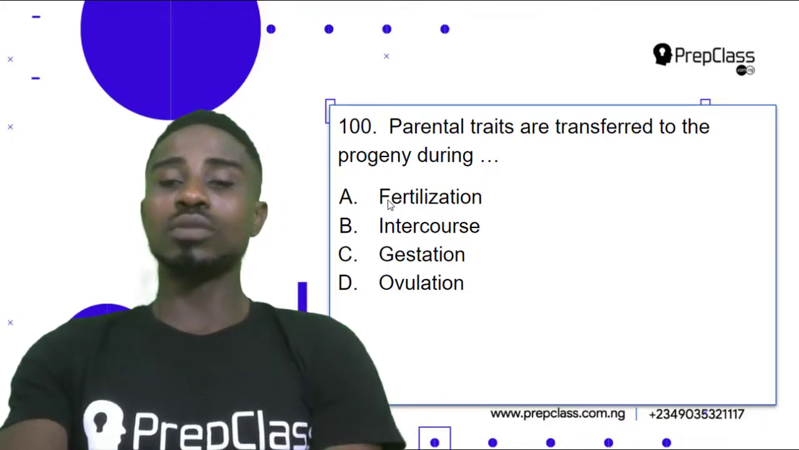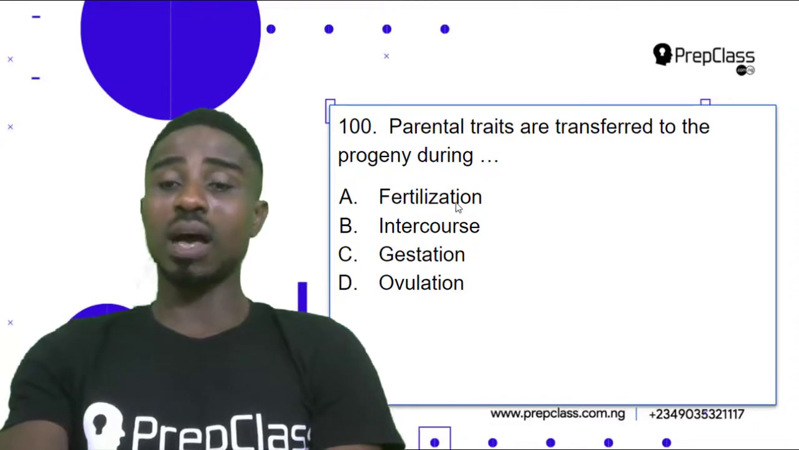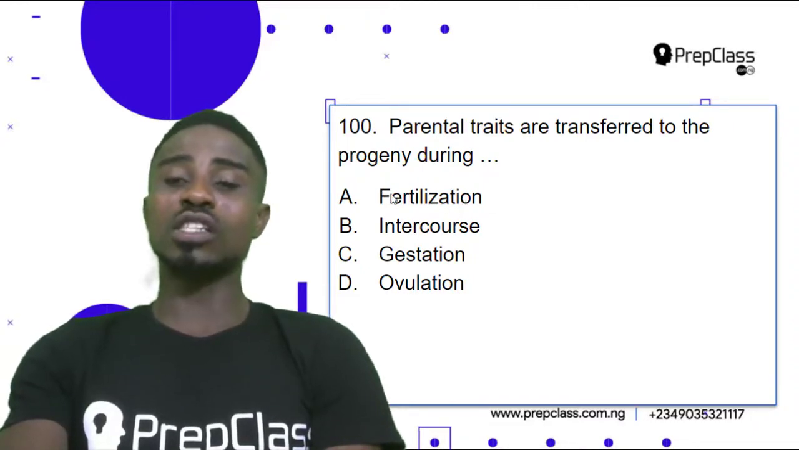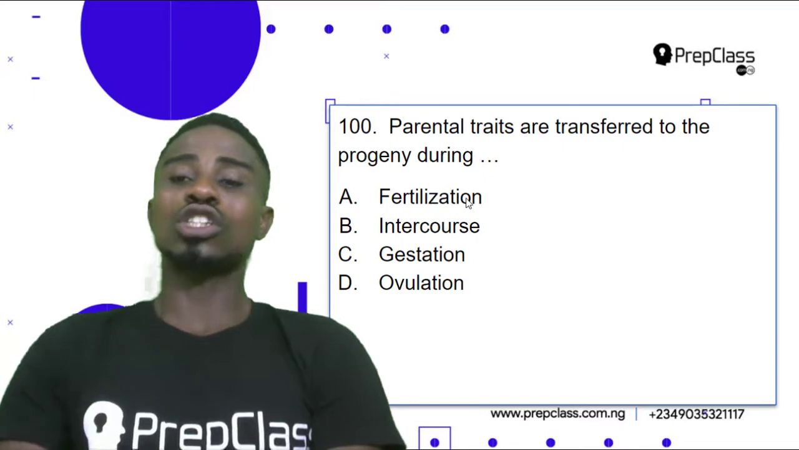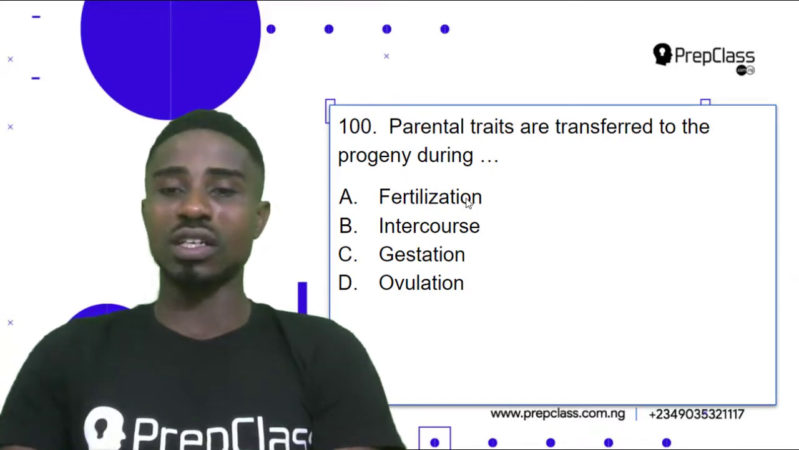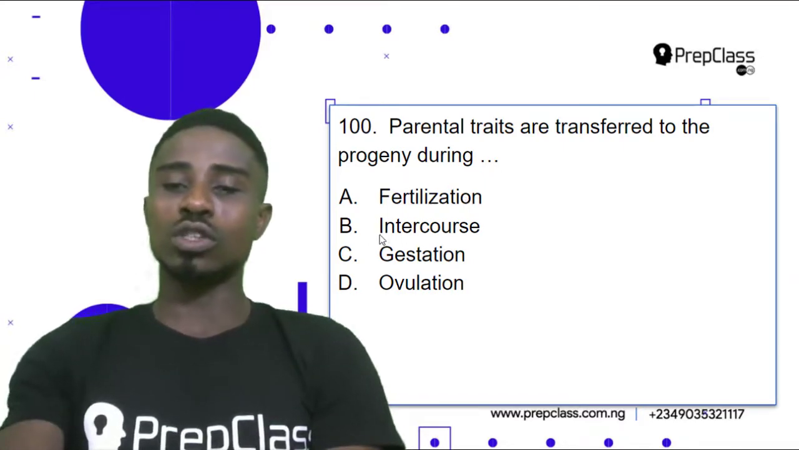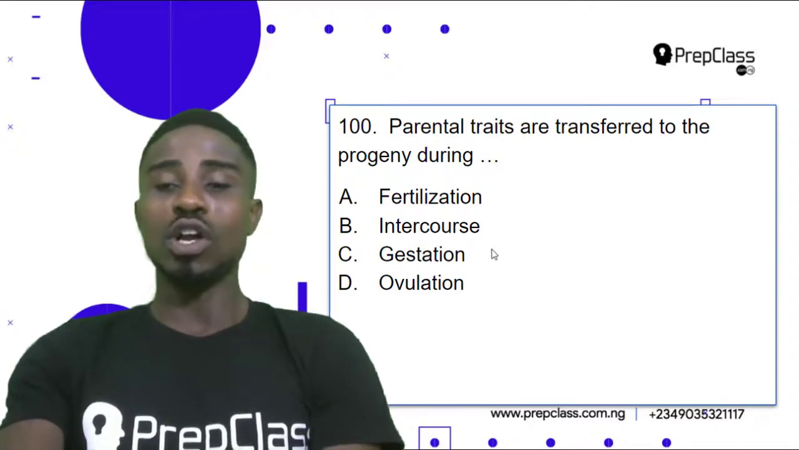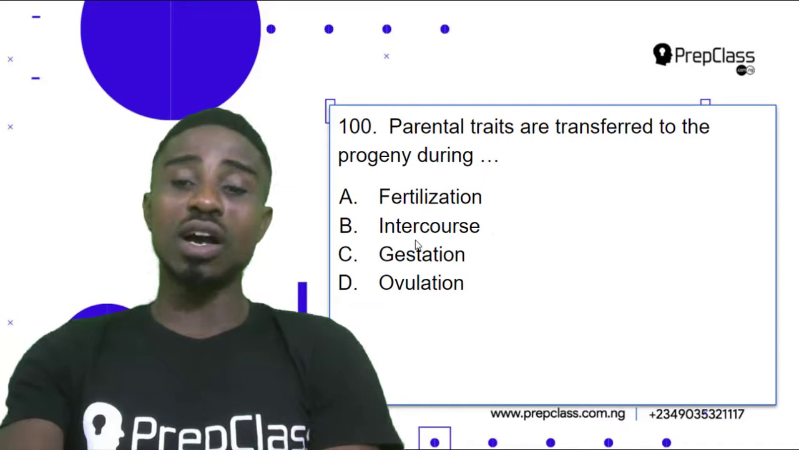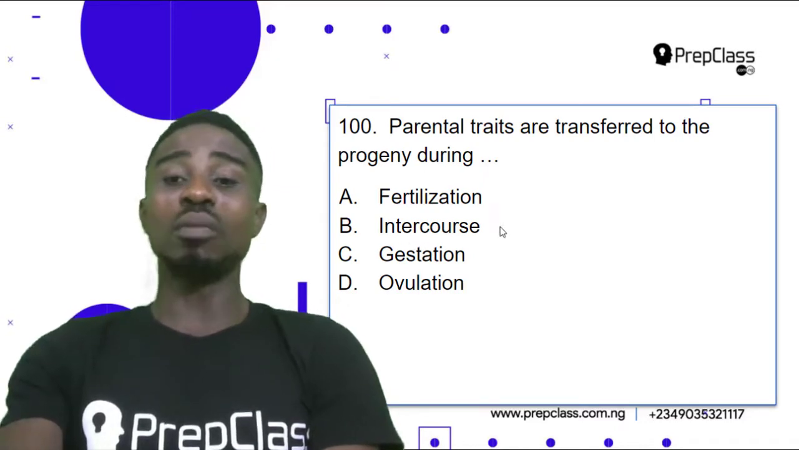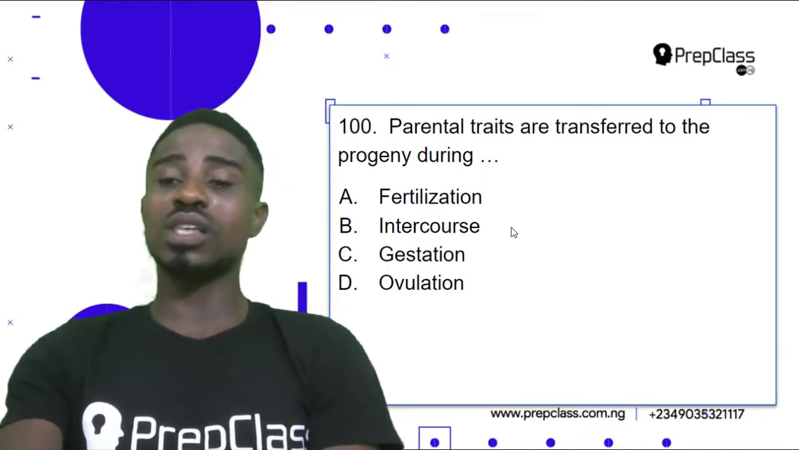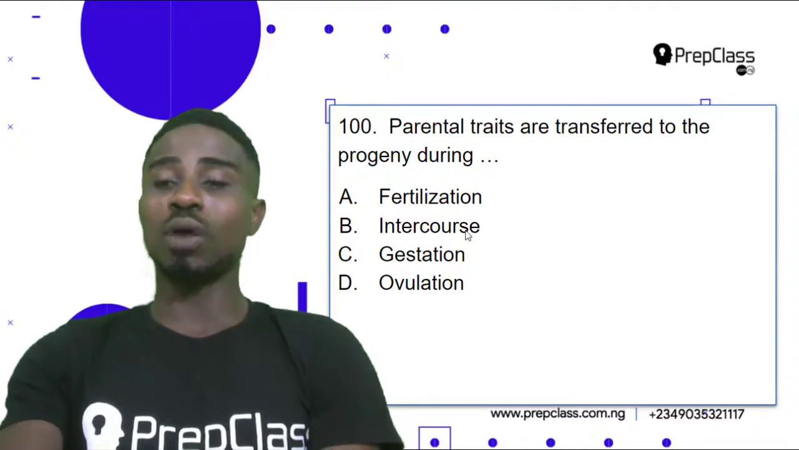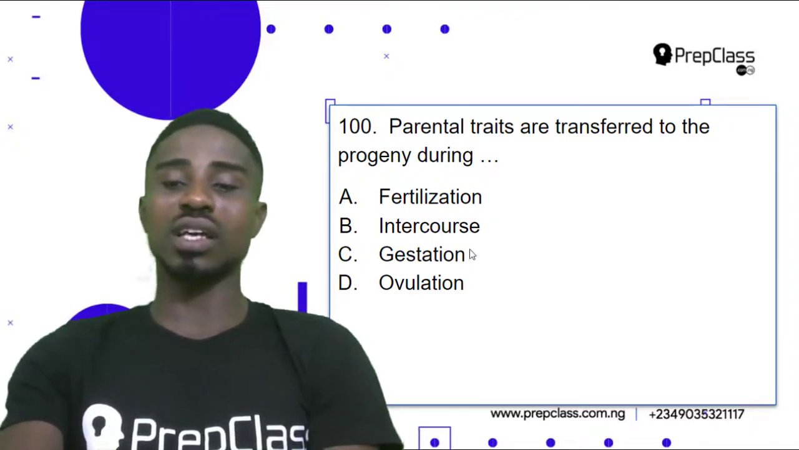When the male sex cell, which is the sperm, fuses with the female sex cell, which is the egg, such traits will be transferred. It cannot be during intercourse, because during intercourse is when the male meets with the female. So if there is no release of sex cell by the male, and if the male sex cell does not meet with the female sex cell, there will be no transfer of traits. So option B, intercourse, is not our correct answer.